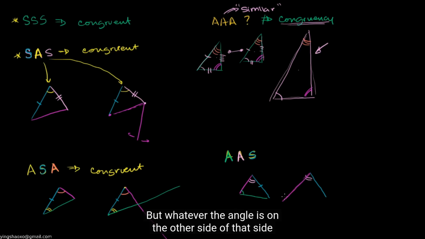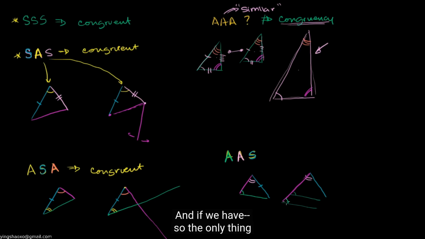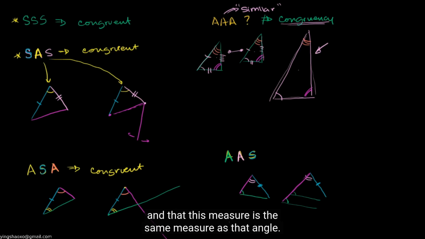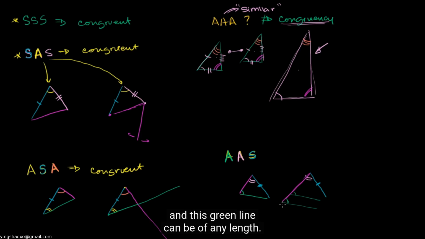But whatever the angle is on the other side of that side is going to be the same as this green angle right over here. So for example, it could be like that, and then you could have a green side go like that. The only thing we're assuming is that this is the same length as this, and that this angle is the same measure as that angle, and that this angle is the same measure as that angle. And this magenta line can be of any length, and this green line can be of any length. We in no way have constrained that.